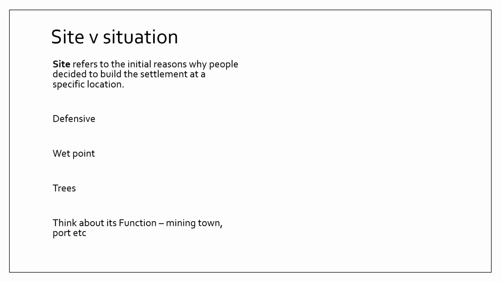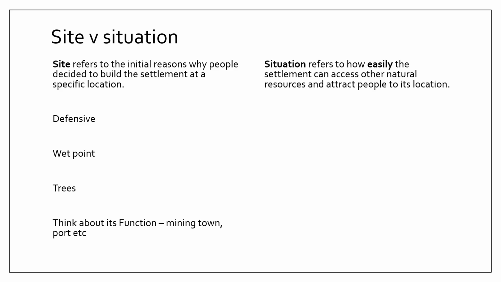Whereas the site refers to the initial reasons why people decided to build the settlement at a specific location. So for example, they wanted a defensive position close to a wet point with some trees. You can also think about the function of that town. It might give you an indication. If it's near the sea, it's probably a port. What's the reasons for that? Is there a quarry nearby? So it's probably a mining town.